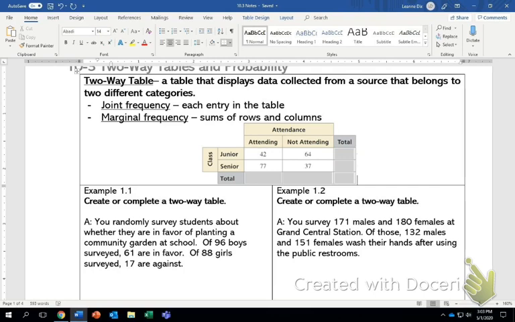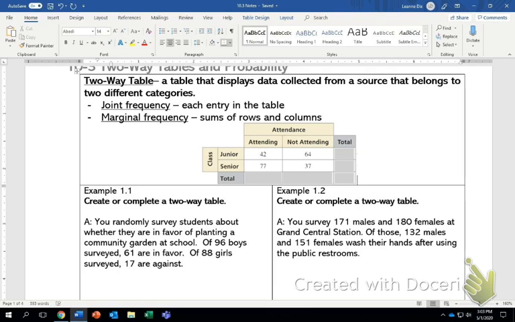So for example, if we were to ask a group of students if they were going to the junior-senior banquet, we are asking two different types of people, juniors and seniors, and we're going to exclude sophomores and freshmen for a second. And they only have two options. They're either attending or they're not attending. And they could have done a third one for maybe a maybe category, but they decided not to, and that's okay. So we have displayed our data showing two different categories.